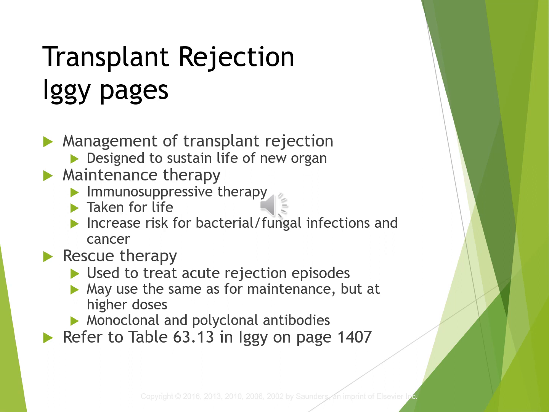Rescue therapy is used to treat acute rejections, like I just said. It may use the same drugs as for maintenance, but at higher doses. I already talked about that. They're already on something, and now we're going to increase it when they start an acute rejection process. They may also use monoclonal or polyclonal antibodies, some of those MABs. And this is the page where I told you to refer to the table. It gives you a quick view in a really small amount of space, so it's a good little table to take a look at.